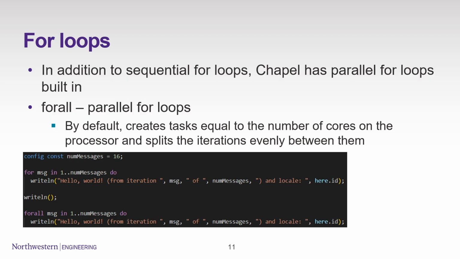In addition to sequential for loops, Chapel has parallel for loops built in. You can see the sequential one above: for message in 1..numMessages, writeln hello world. And forall is Chapel's parallel for loop. By default, it creates tasks equal to the number of cores on the processor and splits the iterations evenly between them.